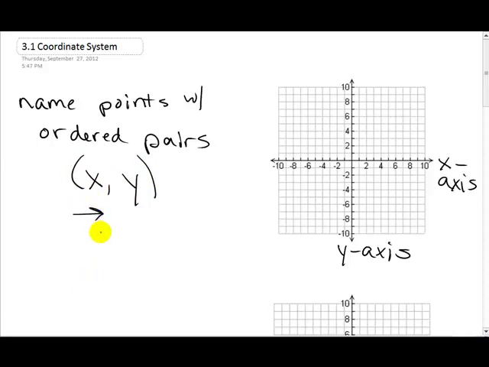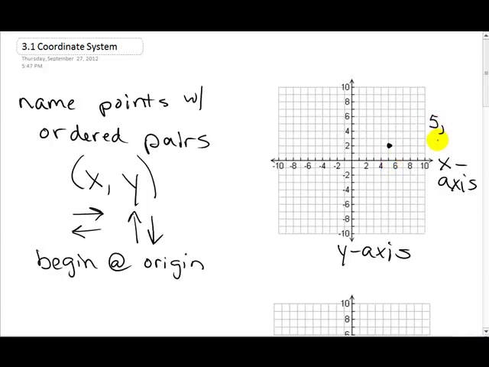X is going to be a right or a left movement, and y will be our up or our down movement. And we begin at the origin. So when I have a point here and I want to name that point, I start at the origin and I move over underneath it, and I've gone 5 places to the right, and so that is going to be my x, and then I go up 2, that's my y. That's the ordered pair.